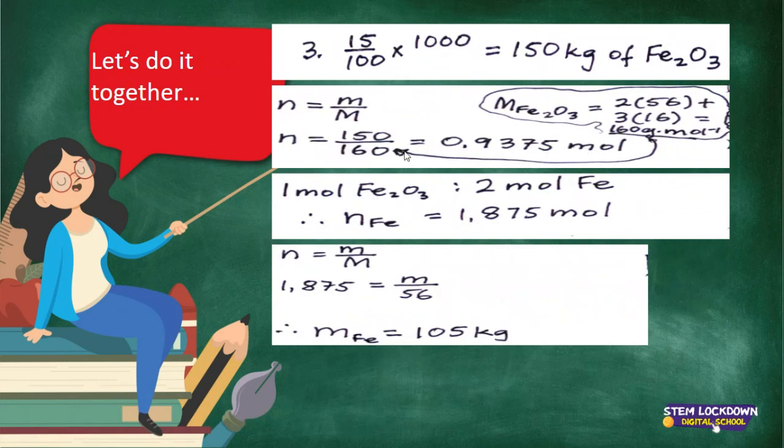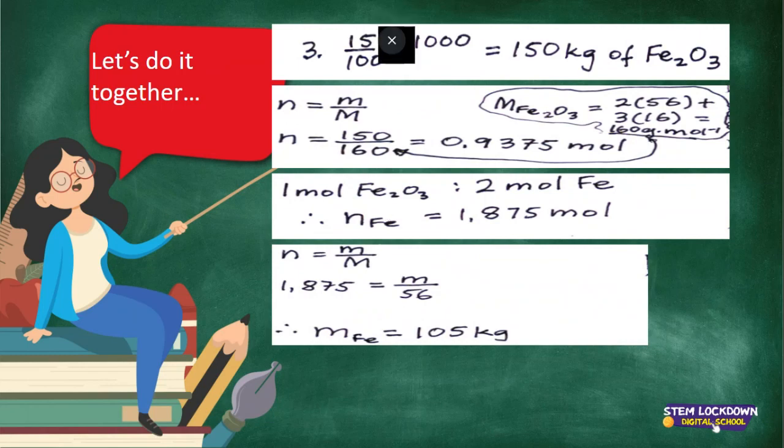So from this 150 kilograms of iron oxide, we want to know how much iron will be produced. So we start by determining the number of moles of iron oxide. We say number of moles equals mass over molar mass. So in here we know that the molar mass is 160. So okay, let's see here. I think there was an error here. Let's just deal with it.